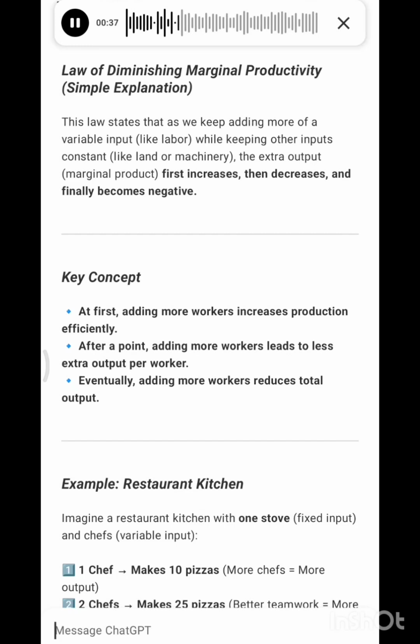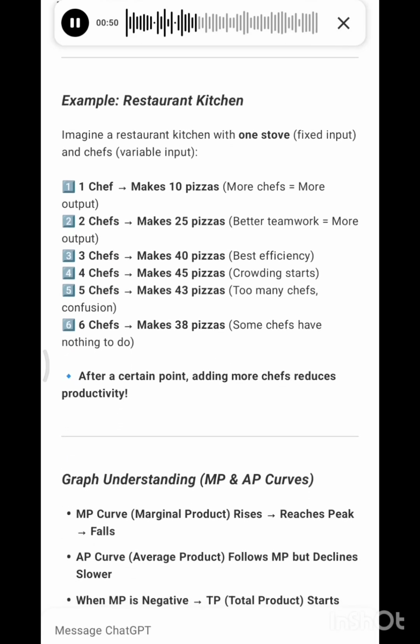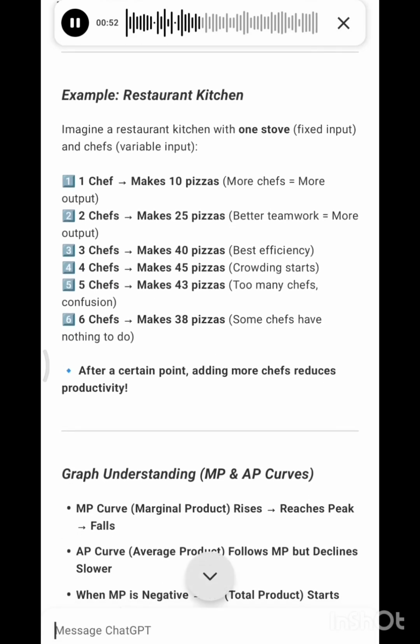Example: restaurant kitchen. Imagine a restaurant kitchen with 1 stove, fixed input, and chefs, variable input. 1 chef makes 10 pizzas. More chefs, more output: 2 chefs make 25 pizzas. Better teamwork, more output: 3 chefs make 40 pizzas. Best efficiency: 4 chefs make 45 pizzas.